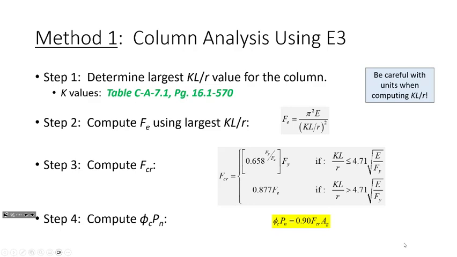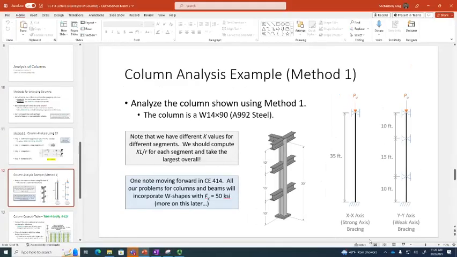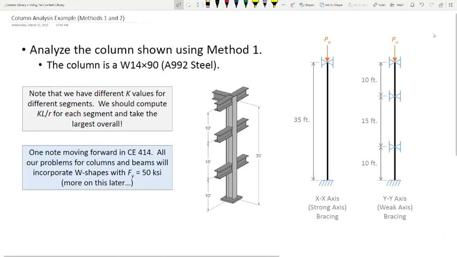So how do you analyze a column? Well, you determine the largest KL over R for that column, and then you plug into your expressions. And that's what we're going to do today. How we handle method 2 and how that design aid works, we're going to get to that here in a bit. Let's actually go through a step-by-step process of analyzing a column using method 1. Okay? So let me pull this up and let's take a look at it.